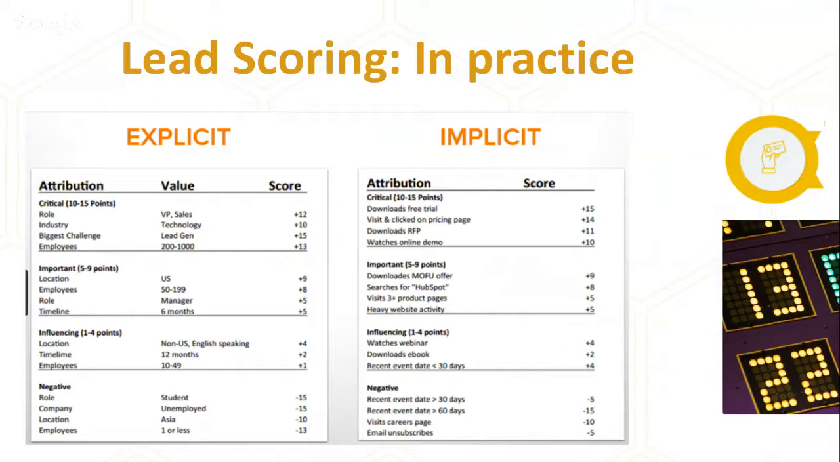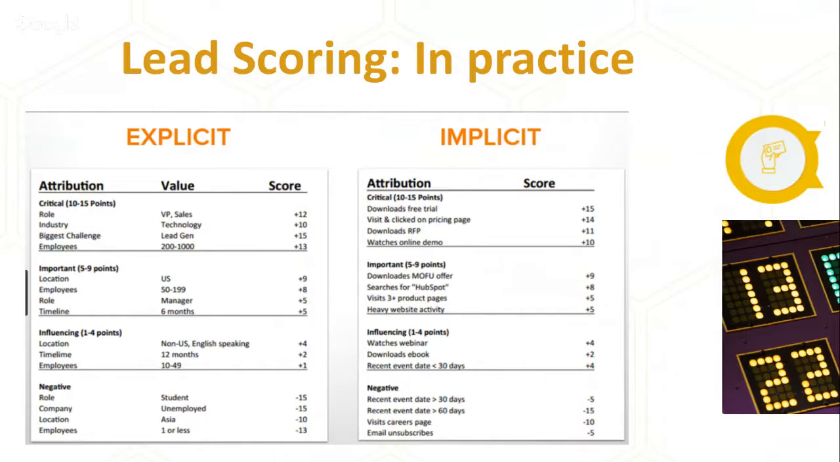From an implicit perspective, that's really where the marketing avenue clicks into place. So things like, have they downloaded a free trial? Have they looked at an RFP? Have they watched an online demo? Have they done some searching for HubSpot? Have they gone to our website a lot? Have they downloaded an ebook?